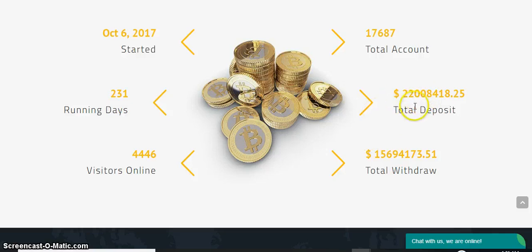So this is how a Ponzi scheme works. More deposits means they're able to pay these people who are all on board. They get excited, they refer more people. And this way, this right here increases. All right, this is the number of accounts.